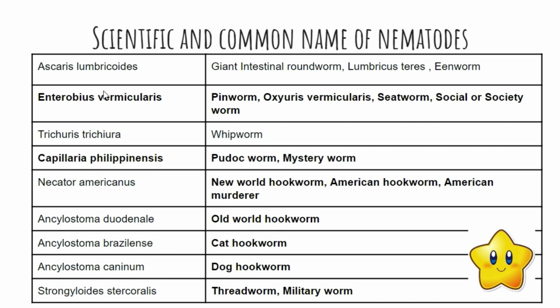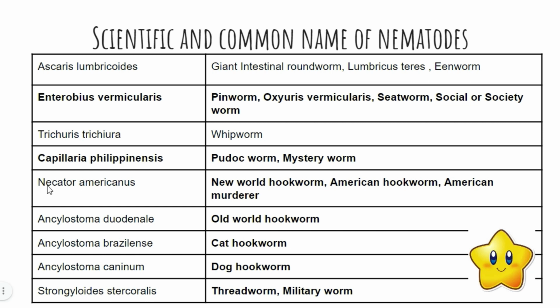Aside from Enterobius, we will also be discussing Capillaria philippinensis, otherwise known as the pudok worm or mystery worm. And then here we have 4 different entities under hookworm: Necator americanus, Ancylostoma duodenale, Ancylostoma brasiliense, and Ancylostoma caninum. These 4 are under hookworm.